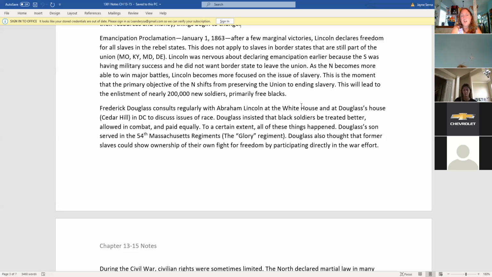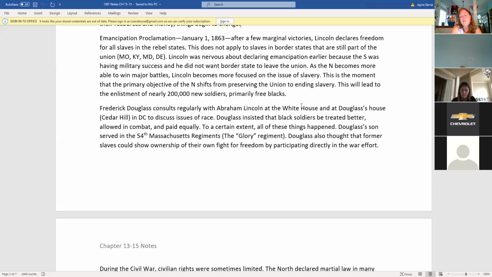And it'll take us another 80 years to get back on the right track. Messy stuff. All right, so bonus number 1 of the Emancipation Proclamation: nearly 200,000 new soldiers join the war effort for the North because of it.